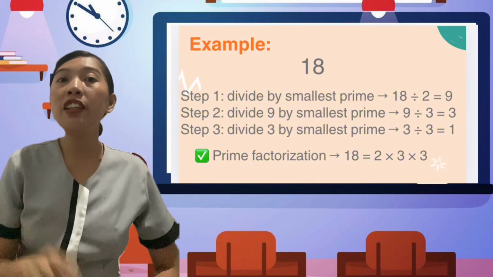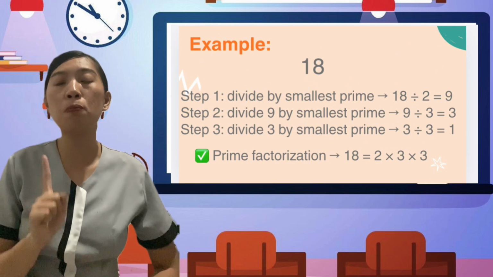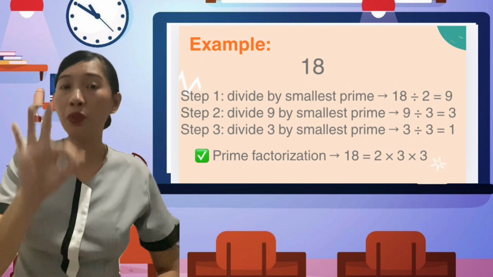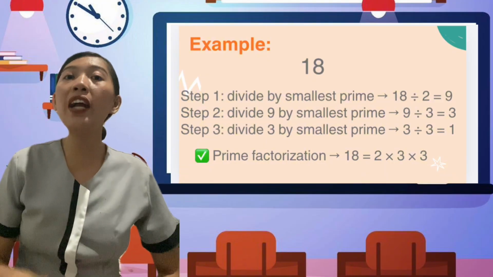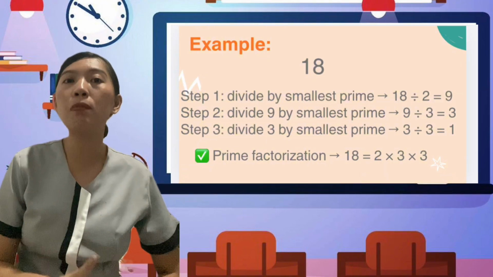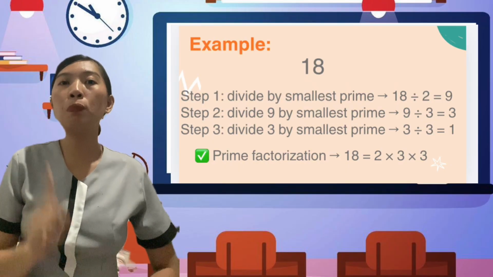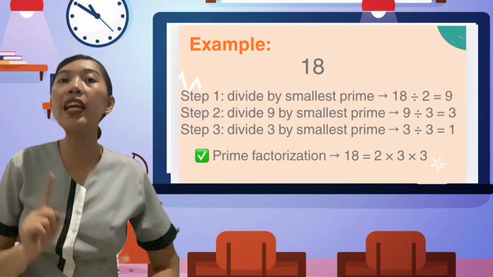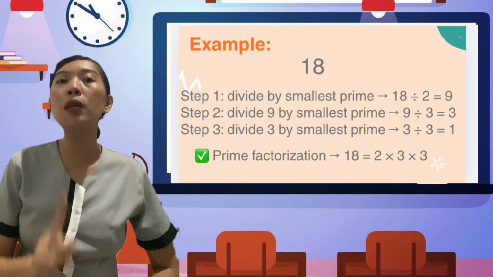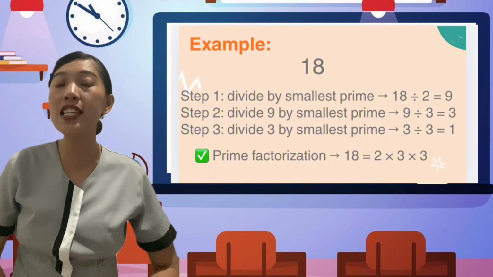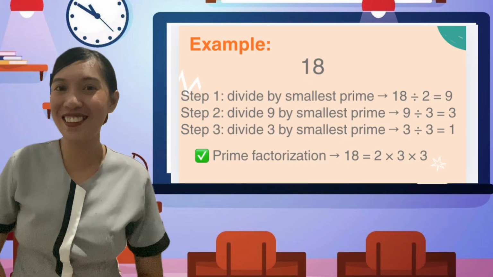Step 2, divide 9 by the smallest prime. 9 divided by 3 is equal to 3. Step 3, divide 3 by the smallest prime. So 3 divided by 3 is equal to 1. So the prime factorization of 18 is 2 times 3 times 3. So that is the final answer.